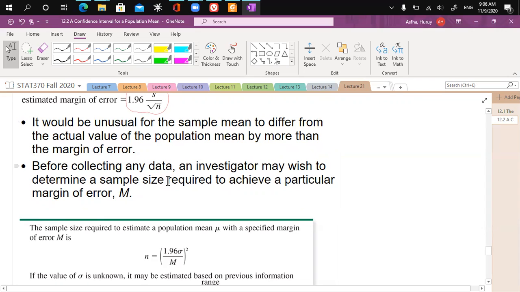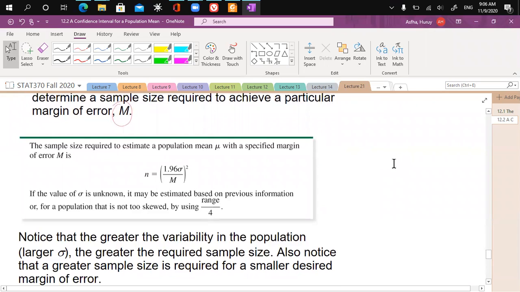Before collecting any data, an investigator may wish to determine the sample size required to achieve a particular margin of error, m. In order to achieve some predetermined margin of error, the only option is to change n. By changing n, you can increase or decrease the margin of error, because we cannot change this one. This is based on the confidence level, 95%. So we cannot change that one.